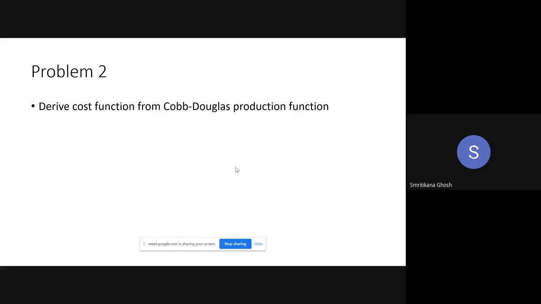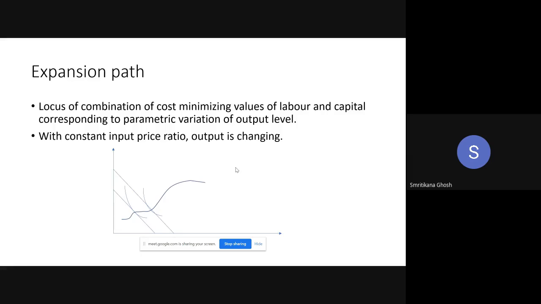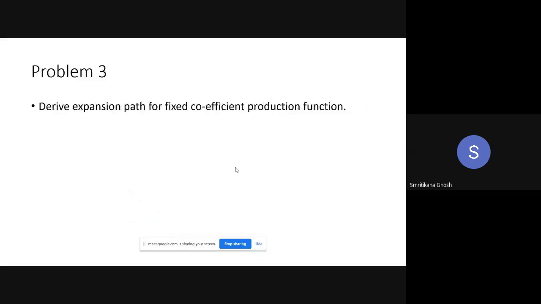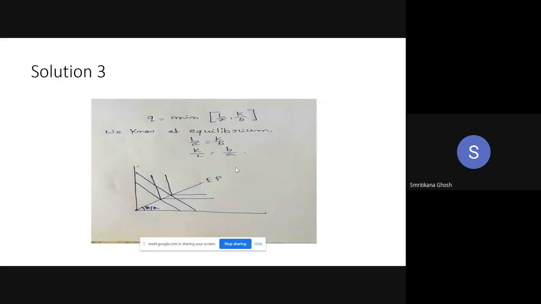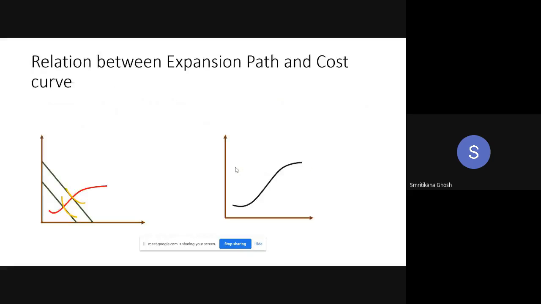And then intuitive interpretations. Expansion path. We have introduced the concept of expansion path. Then isocline. And this is another problem with the solution. Expansion path, yes. From here we will start.